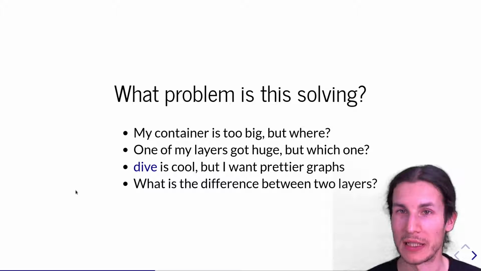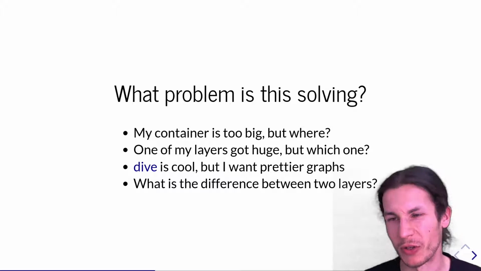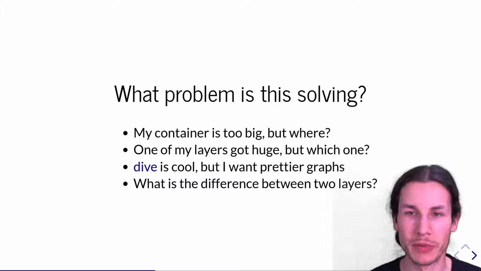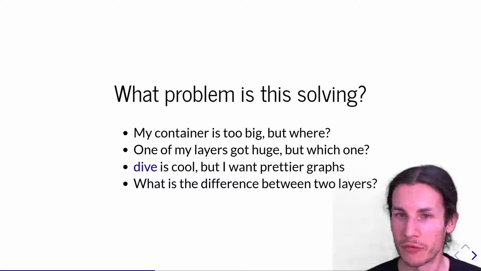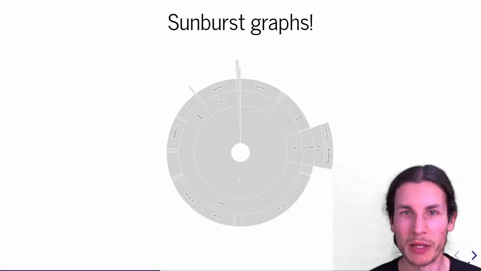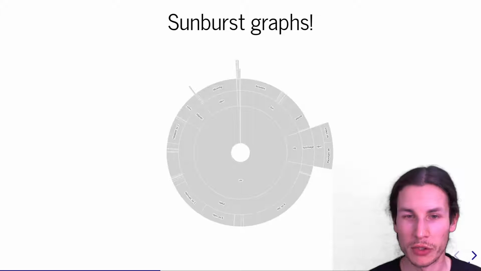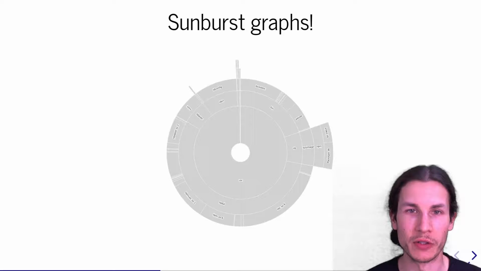So essentially, what's the difference between two layers? And these can be in the same image, although that's not terribly useful. But for instance, if you have images of previous state. And so I've written a tool to solve that. It's a simple web app, and it shows you sunburst graphs. So it shows you essentially the file system of a container layer.